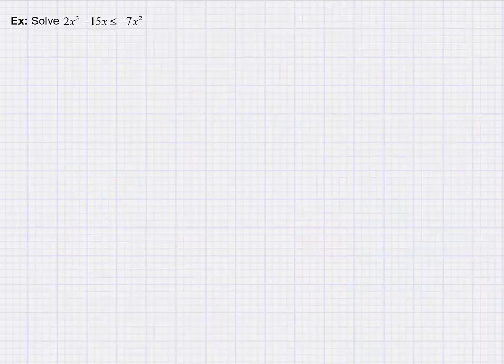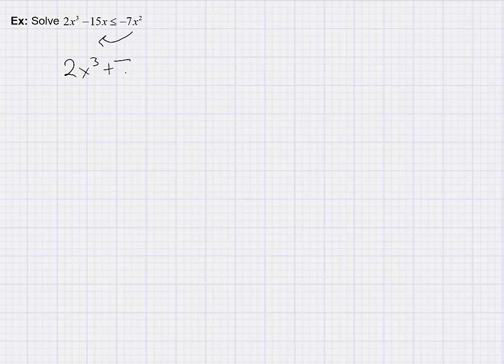Okay, this next one's a little bit harder, but generally the same idea. Polynomial is a little bit bigger. I've got to do a little bit more work, but kind of the same thing. So think about first thing, make one side 0. So I'm going to move this negative 7x squared over to the other side. So I have 2x cubed plus 7x squared minus 15x is less than or equal to 0. That's the sign here. So make one side 0, I got that.